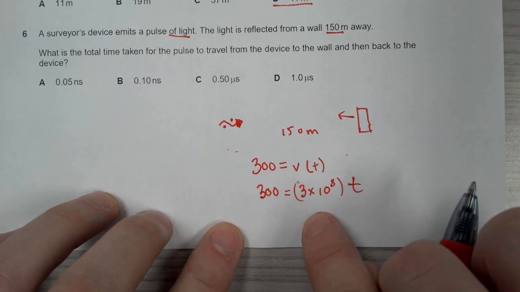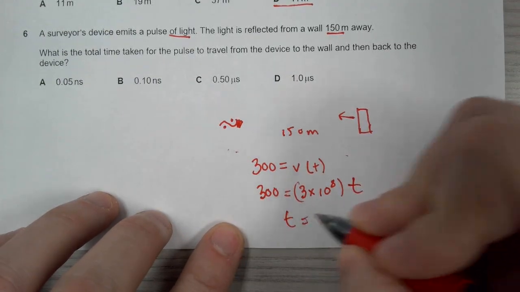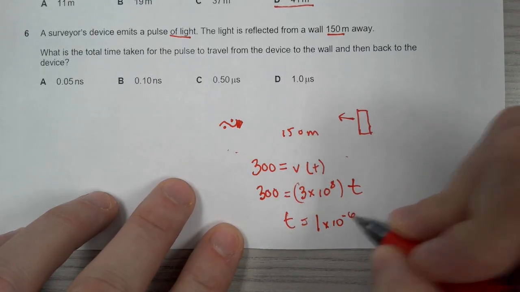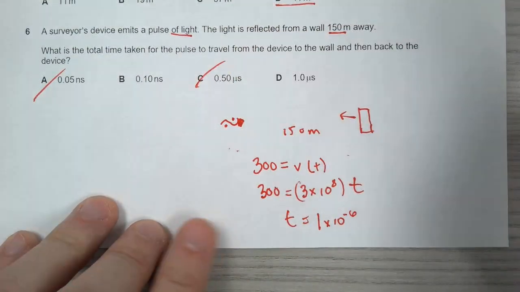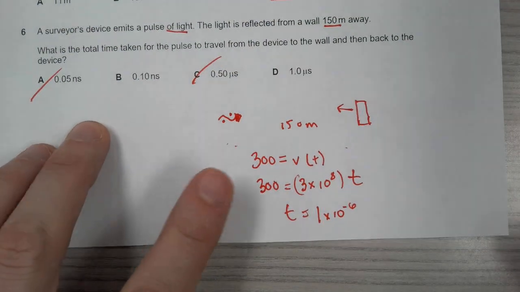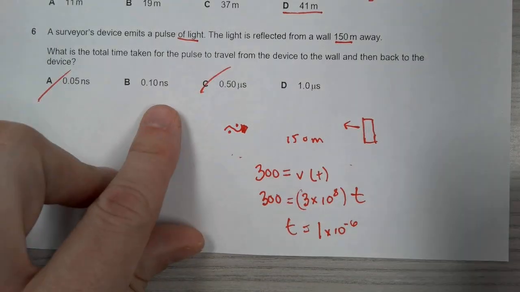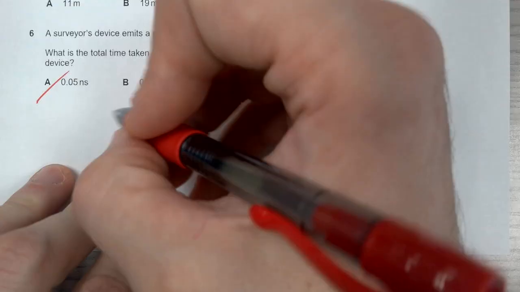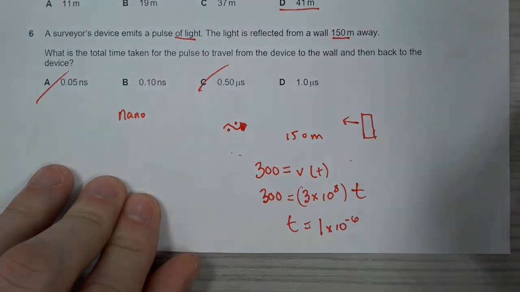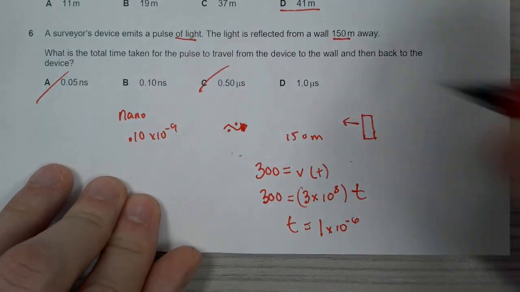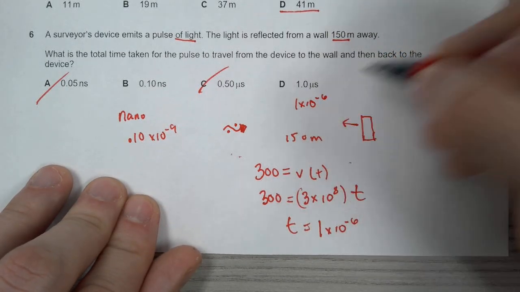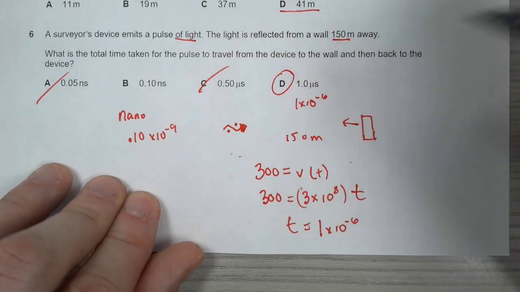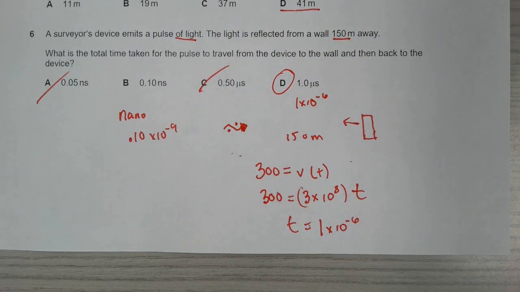So if we divide 300 by 3 times 10 to the 8th, you get a time of 1 times 10 to the negative 6, which would rule out A, because that's a 0.5, and it would rule out C, because that's a 0.5. And it would not rule out B or D, unless you know what this little n and this little mu stand for. N stands for nano, and nano is 10 to the negative 9. Little mu stands for micro, so this would be 1 times 10 to the negative 6. Micro stands for negative 6. We got 10 to the negative 6. That makes it D.